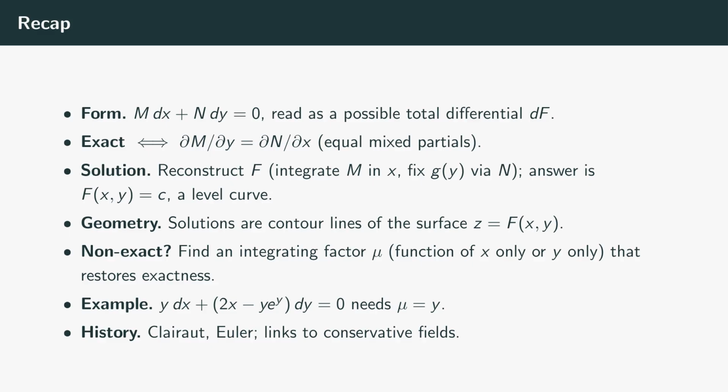When the test fails, we hunt for an integrating factor that depends on x alone or on y alone and restores exactness, as we did with the equation that needed mu equal to y. Historically, the ideas trace to Clairaut and Euler and connect forward to conservative force fields in physics. Next episode, substitutions, we change variables to turn homogeneous and Bernoulli equations into the simple types we already know how to solve.